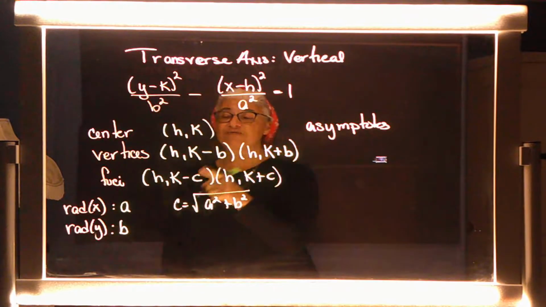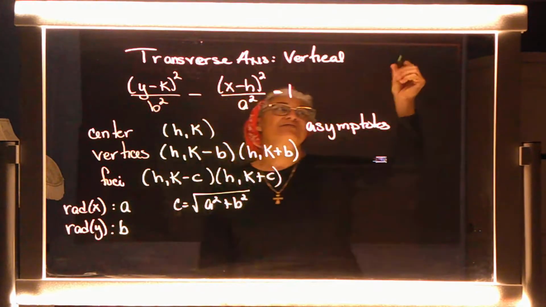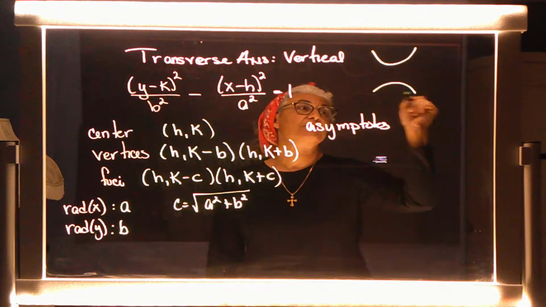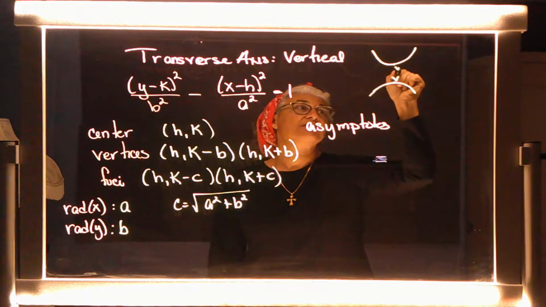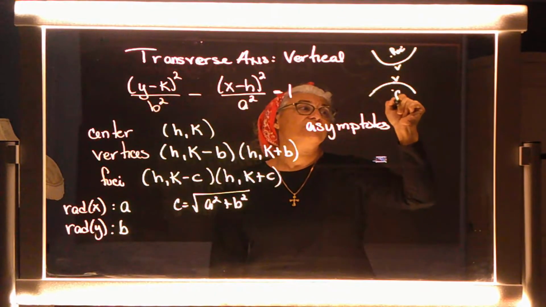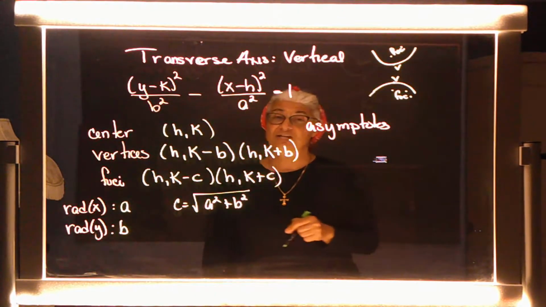By the way, these foci are still inside the parabolas. So in this case, since it's vertical, that means I have a parabola going up and a parabola going down. Here are your vertices. Your foci are still here, inside. Just letting you know that hasn't changed.